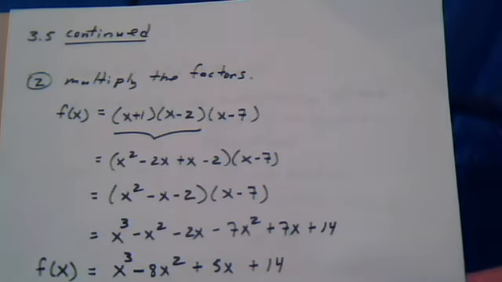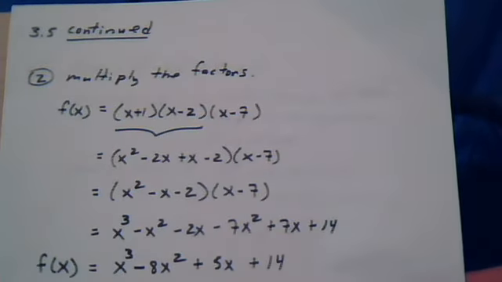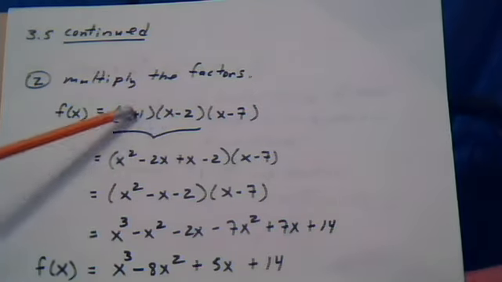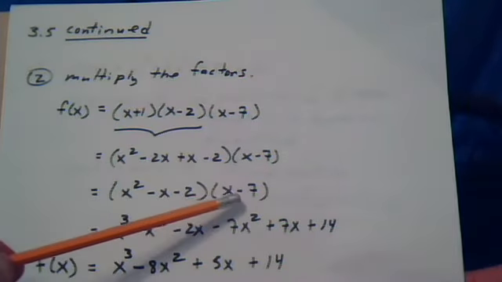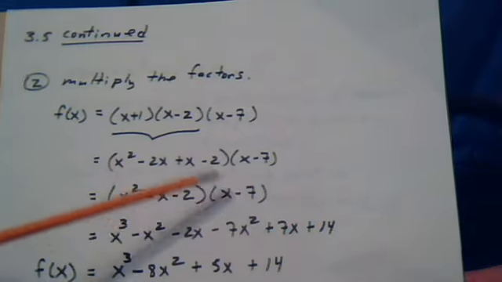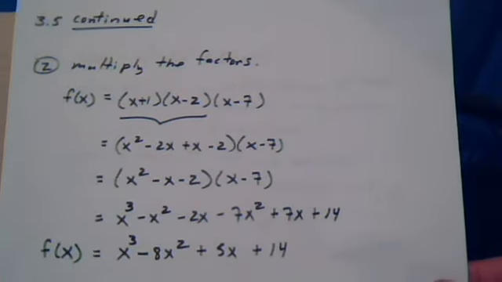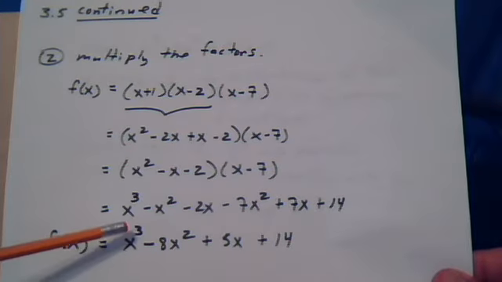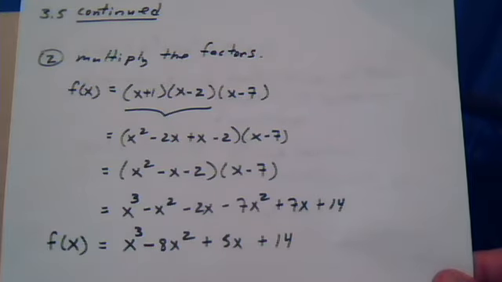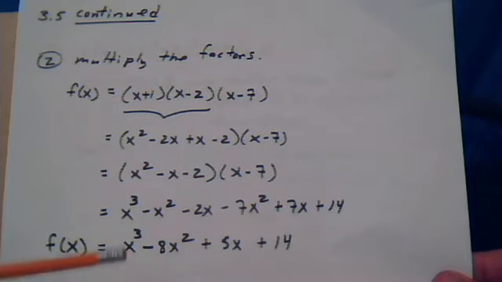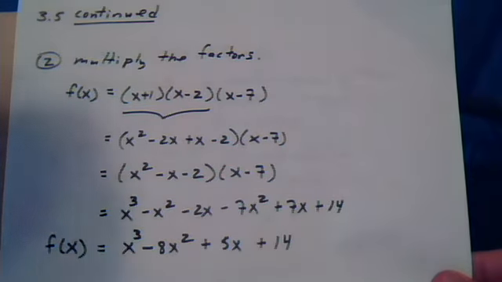Now multiply the factors. So these two will give you this. And then multiply these two, that would give you this. Now that you have it multiplied out, identify the degree. Remember, the degree is the highest power on the variable, so the degree of this polynomial is 3.